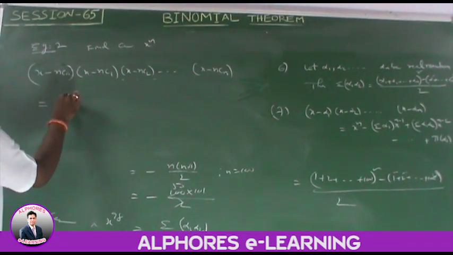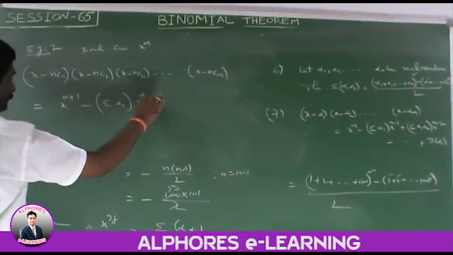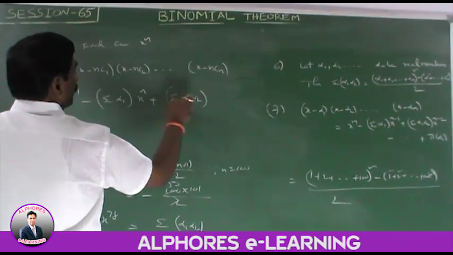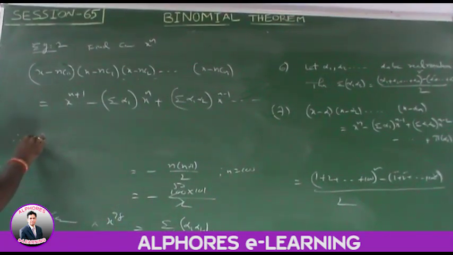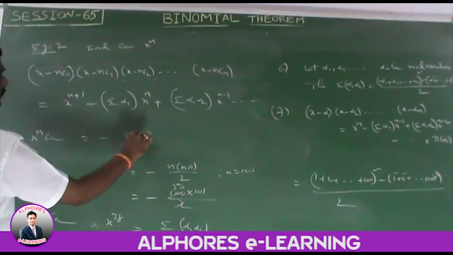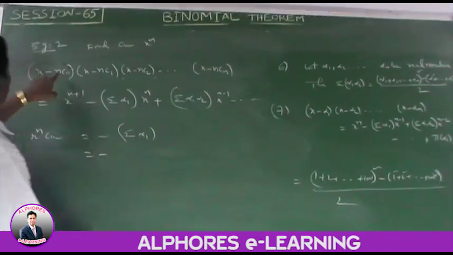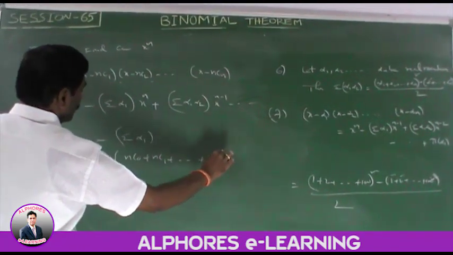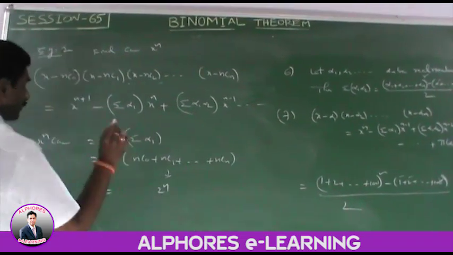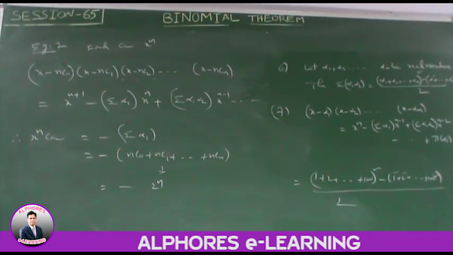So the higher power is x power n plus 1 minus sigma alpha 1 into the next higher power x power n plus sigma alpha 1 alpha 2 into x power n minus 1, so on in this way. So the required value is the x power n coefficient. Therefore the x power n coefficient is equal to minus sigma alpha 1. What are the values of alpha 1, alpha 2 and so on? Here the roots are nc naught, nc1, so on ncn. What is this value? 2 power n. So the x power n coefficient is minus 2 power n. Very very important. Please note this value.